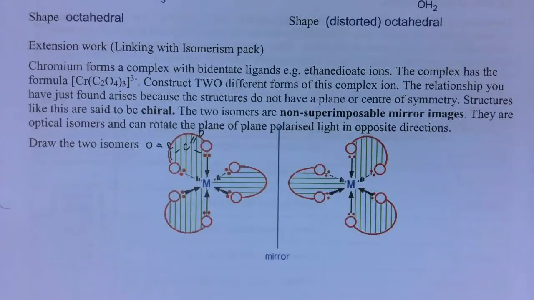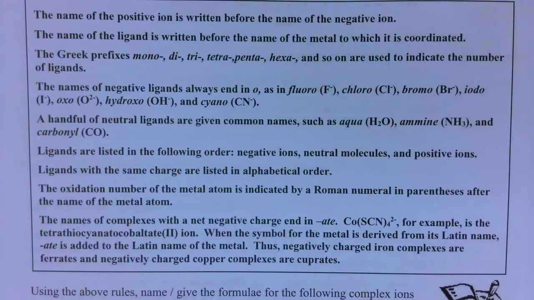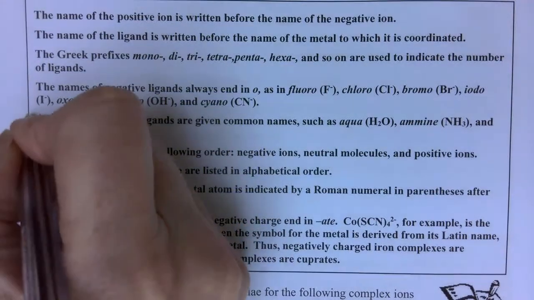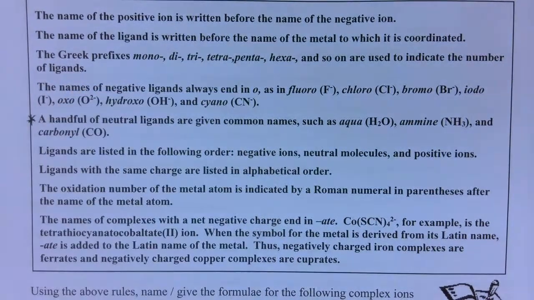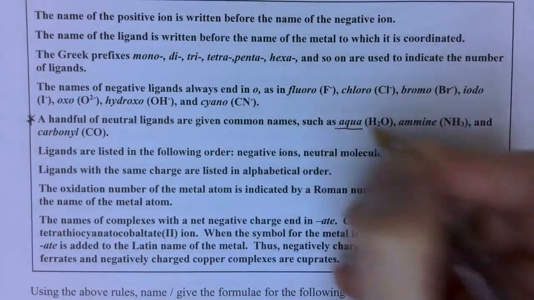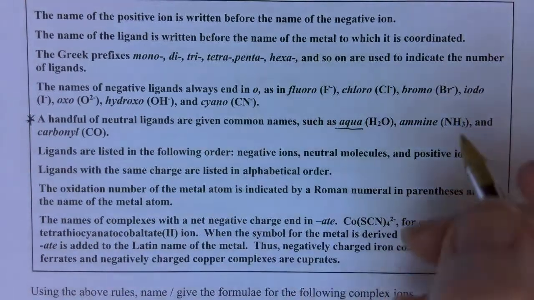When you have a bidentate ligand, such as C2O4 2-, you can get optical isomerism because the two mirror images are non-superimposable. Naming these complexes can get a little complicated, but there are a couple of rules that you need to be aware of. The most important of these is the fact that some of the ligands are given common names, such as water is given the name aqua.